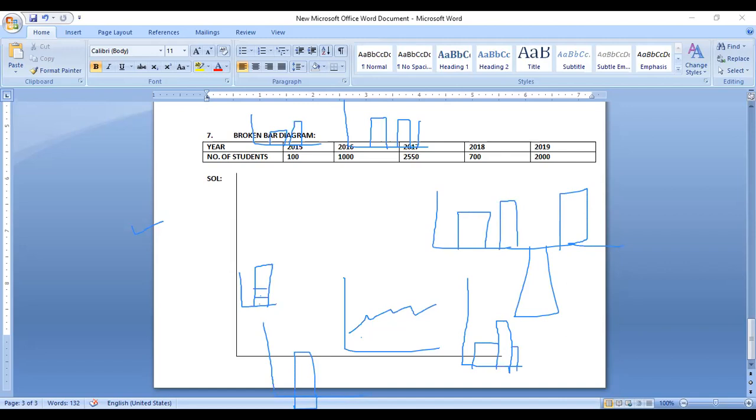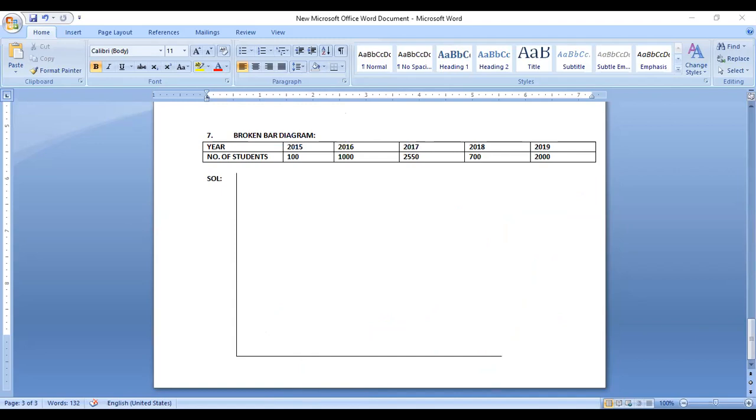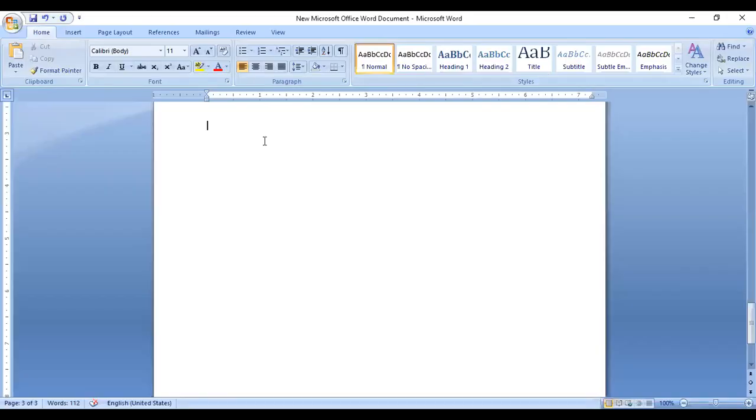In the broken bar diagram, now we have seen there will be a break in certain bar diagrams. So these are the 7 kinds of bar diagrams that we have discussed. Now we will come to know about pie diagrams.